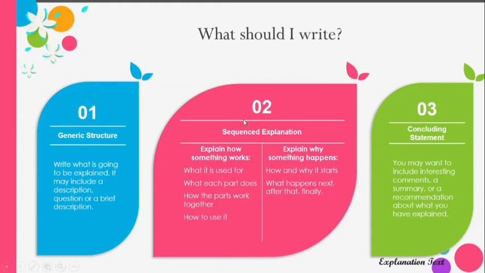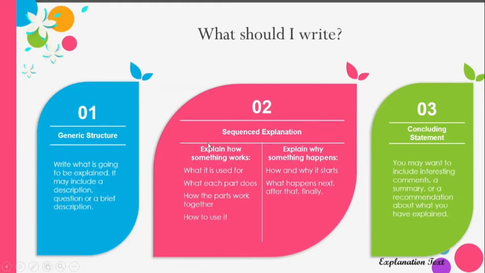And the second part of the explanation text is the sequence explanation. This is a series of chronological steps which explain how or why something happened. In explanation text, it could answer the question how and why, or both of them.